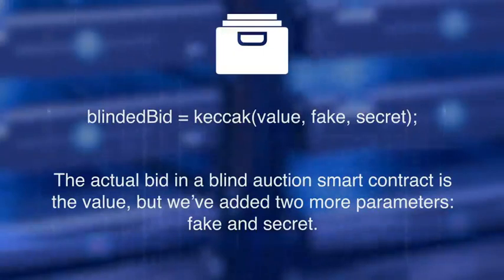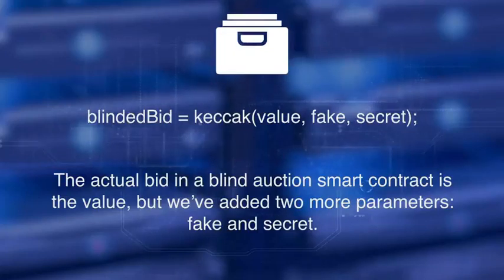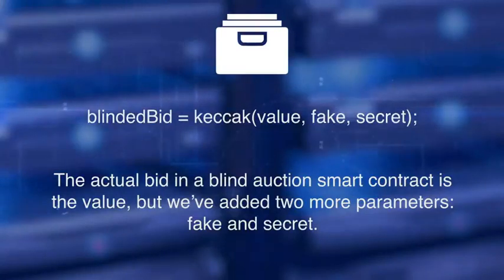auction smart contract is the value, but we've added two more parameters called fake and secret. In this case, the blinded bid sent by the bidder is obfuscated with a value fake and a value secret as parameters, and then encrypted with the Keccak secure hash algorithm. This provides confidentiality of the bid in a blind auction application.